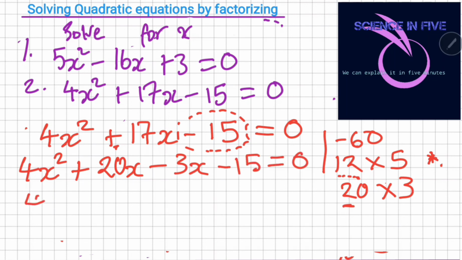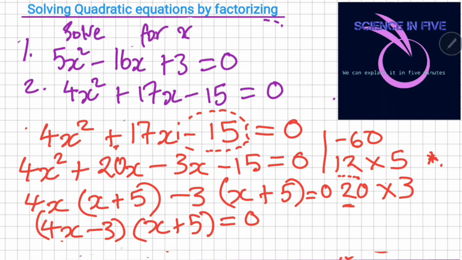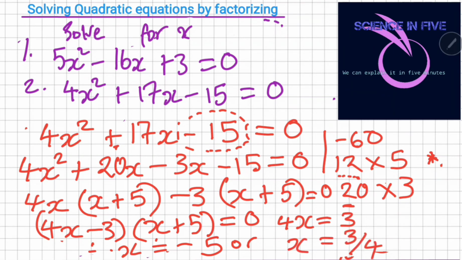Common factor here is 4x, remaining with x plus 5. Here I can take out a negative 3, remain with x plus 5, and all of that is equal to 0. So now I have 4x minus 3 and x plus 5 equal to 0. I can see that x equals negative 5 from this bracket, or 4x equals a positive 3 and x equals 3 over 4.